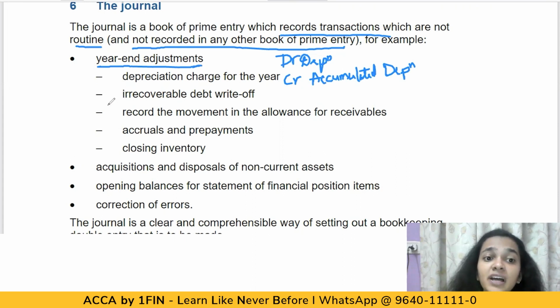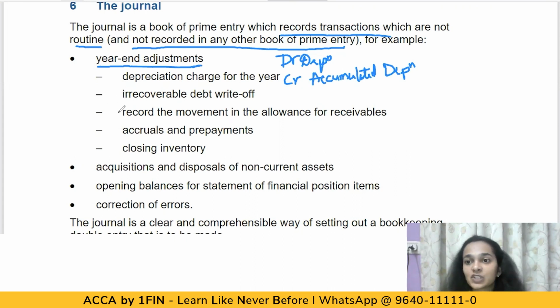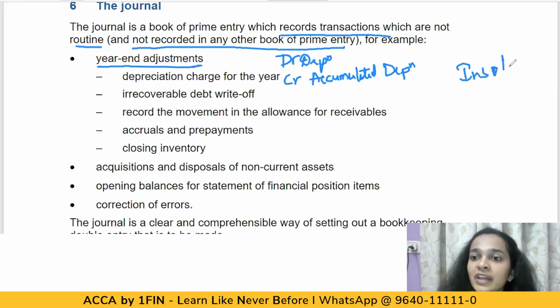Then there's some irrecoverable debt which we have to write off at the end of the year. Irrecoverable debt is basically, say for example, there's a debtor and that debtor has become insolvent. You know that this person has become insolvent and you are not going to receive the amount due from him. You're not going to receive even a single penny. So it's better to write off that debt as bad debt. So we usually write these irrecoverable debts as bad debts.